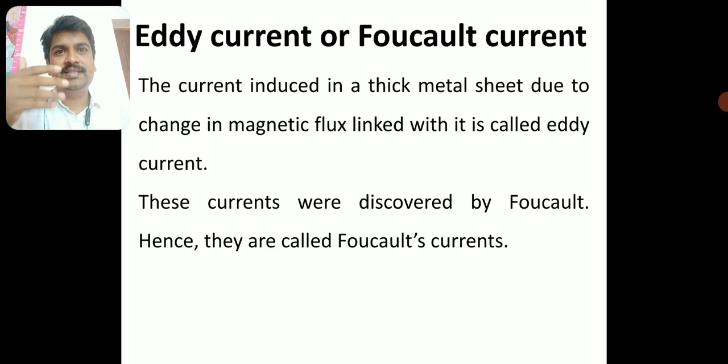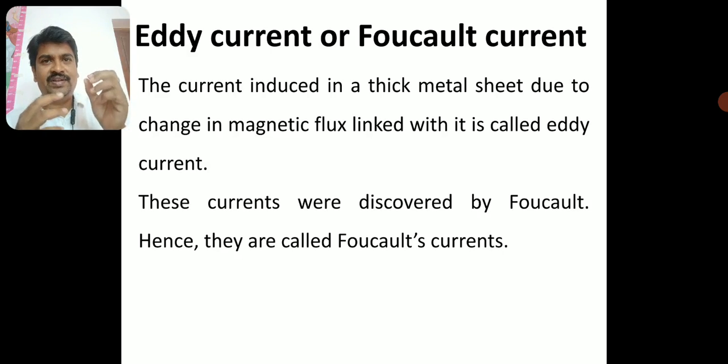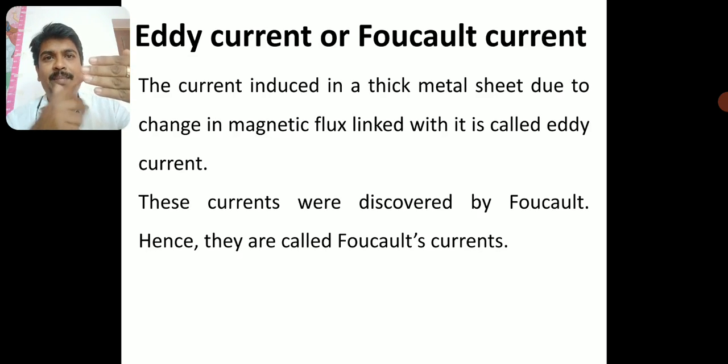What is actually happening is Faraday's first law. The magnetic flux linked with the metal changes, an EMF is induced and current is induced. The same thing happens here, but the difference is that it is not a coil, it is a thick metal sheet. The current is induced in a thick metal sheet because of the change in magnetic flux linked with it. The current which is induced is called eddy current.